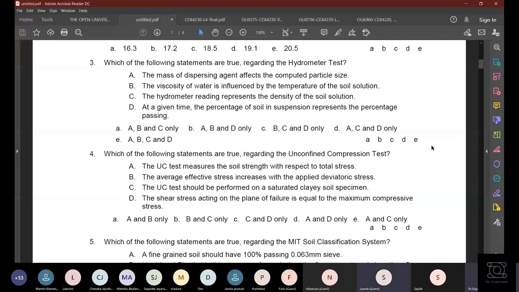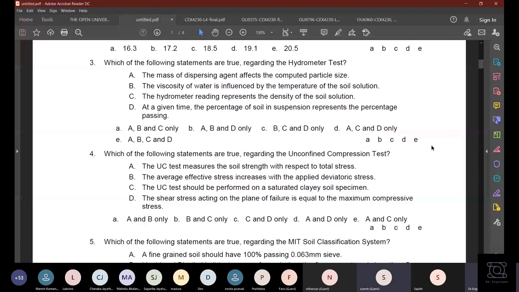They are the ones which will settle at last. Smaller particles will settle at last. Larger particles will settle at first. So at the first level itself, larger particles will get retained and the other particles will pass down.